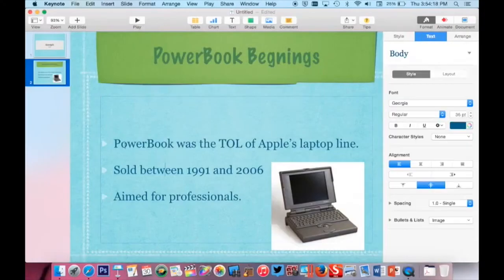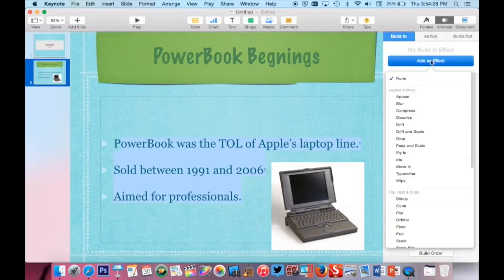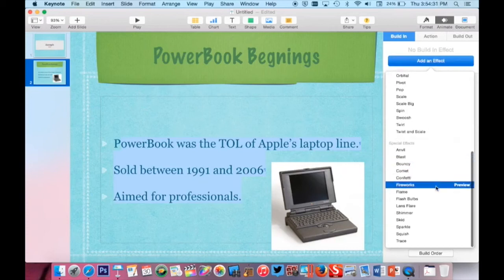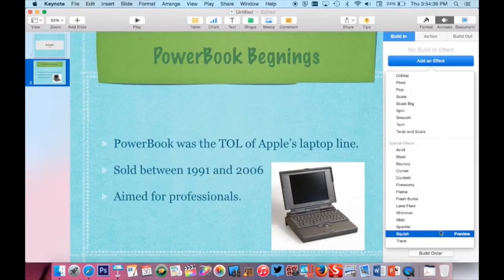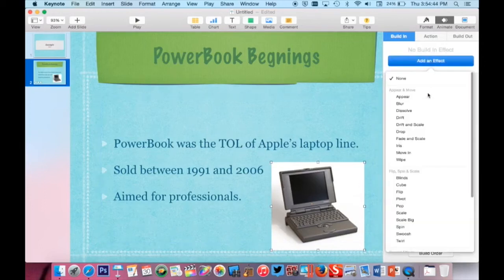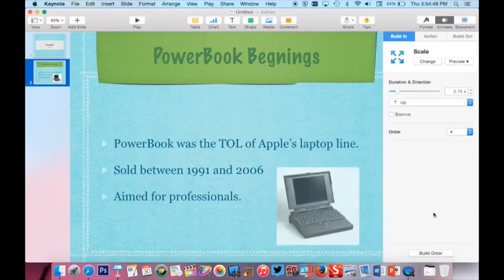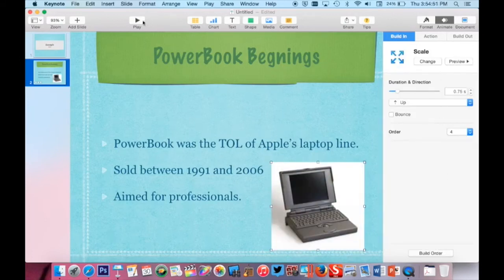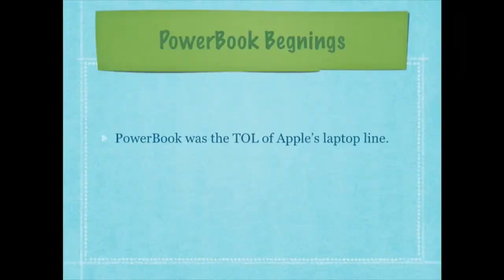So how you compensate for that is over here. If you're using Keynote, over here on the right side, this is called your inspector. I'm going to click on Animate, add an effect, and let's say I want this to squash, like that. Now that all comes up at once, but we can change that. Delivery by bullet. And this picture of the PowerBook gets to come in there. Let's do a scale on that. Boom. And now when we view our show, one bullet comes up.